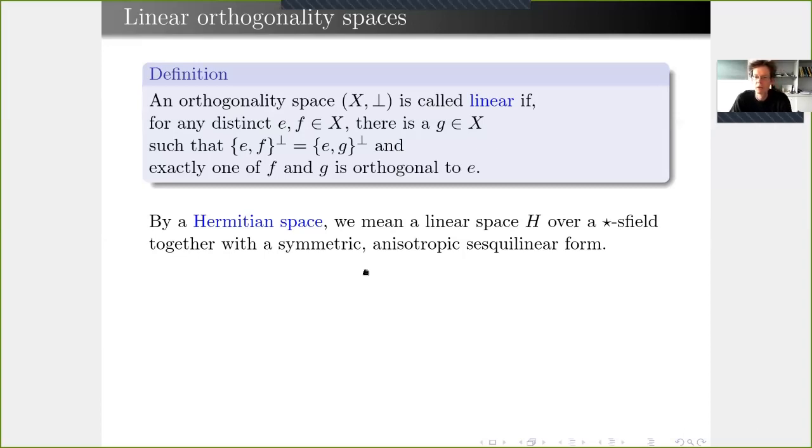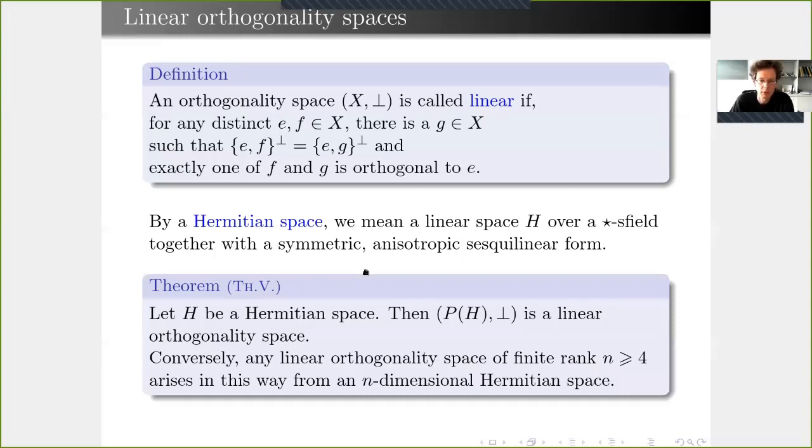So a Hermitian space is a linear space over some skew field, a division ring with an involutive automorphism, together with the Hermitian form, which is a symmetric anisotropic sesquilinear form. We have the following theorem. From a Hermitian space, we are nearly trivially led to a linear orthogonality space, but the converse also holds. Consider a linear orthogonality space that has finite rank, at least four. Then this orthogonality space arises from a Hermitian space, and the division ring is determined uniquely up to isomorphism.